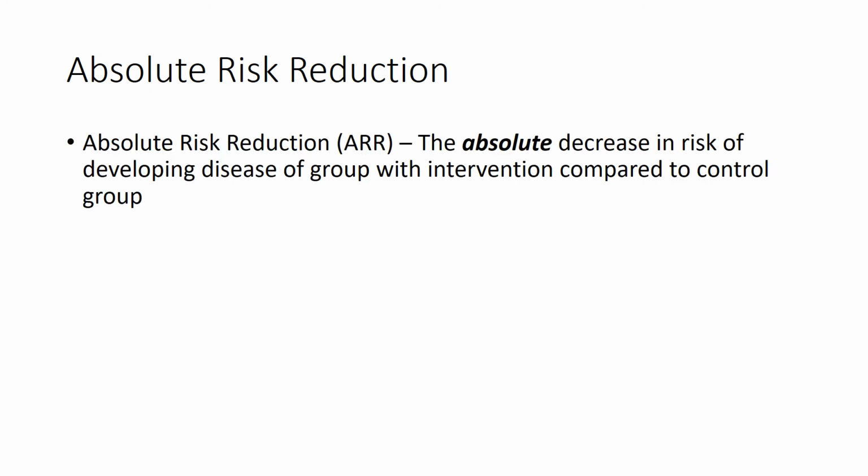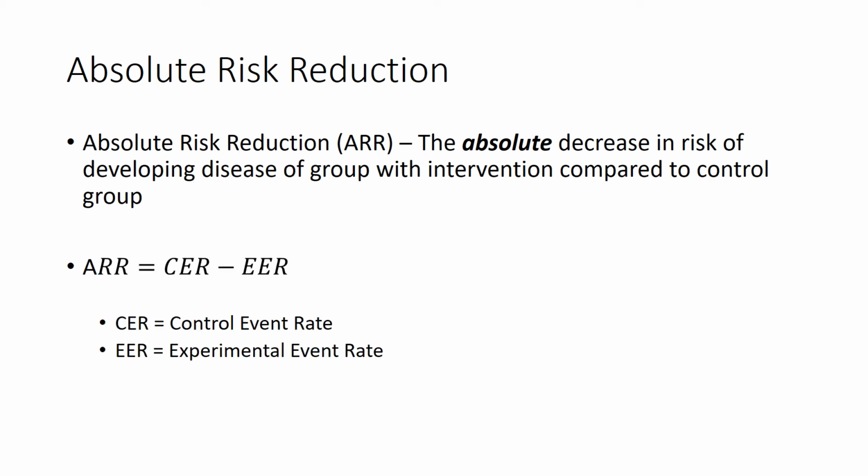A different, yet still important term is the absolute risk reduction. And as the name implies, it's the absolute decrease in risk of developing a disease for a particular group with the intervention compared to the control group. So mathematically, it's the control event rate minus the experimental event rate. It's the absolute difference between the two. In this case, it's 0.05 minus 0.01, which equals 0.04, meaning the intervention had an absolute risk reduction of 4%, or 0.04.